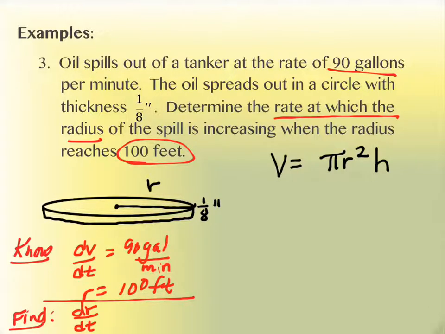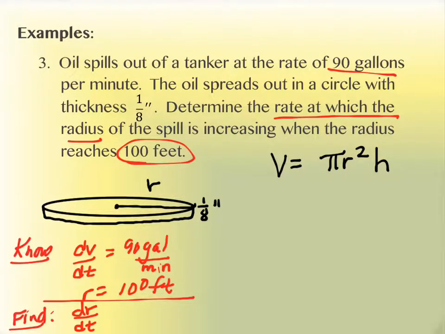All right, now there's a problem in this problem. There's a confusion, there's a problem with the values that we're given and using them. Does anybody see what there's going to be an issue with here? The height's in inches, and the radius is in feet. That's part of it. The height's in inches, the radius is in feet. And the volume's in gallons.